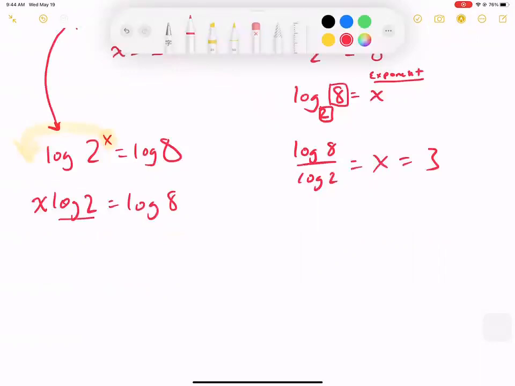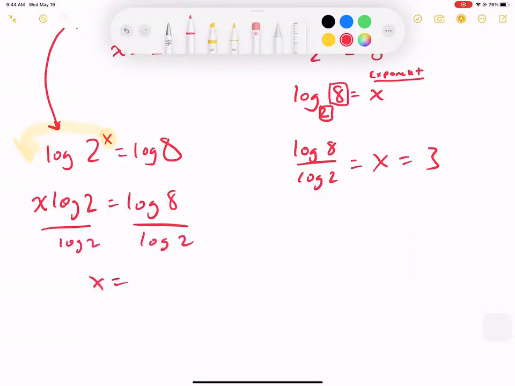Now we have log 2 and log 8. These are both just simple numbers, some type of irrational number, some type of decimal number. So I'm going to just divide them over. Divide both sides by log 2. x is equal to log of 8 over log of 2. Does that look familiar to you? Hope it does. So this is our algebraic way of breaking it down.